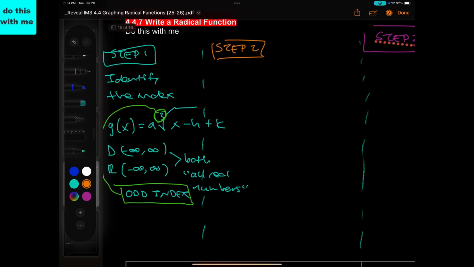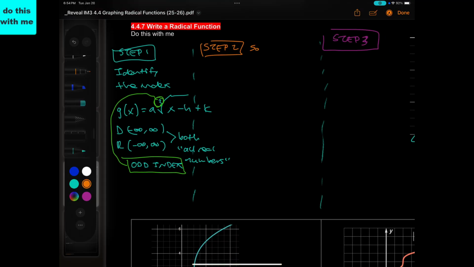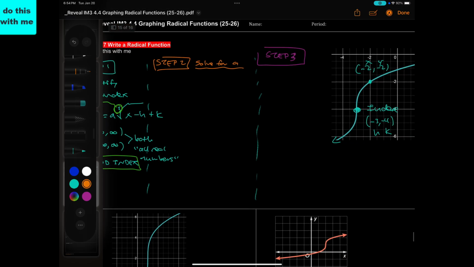Step number 2 is now we're going to solve for A. Okay, how do I do that? Okay, so in our problem, we just wrote down h is -3. And what that does is it means it went 3 units left, and our k value is -4. So that just means 4 units down. Okay, so let's just write our function. You can use whatever you want. I'm choosing g here. Always write down your formula.